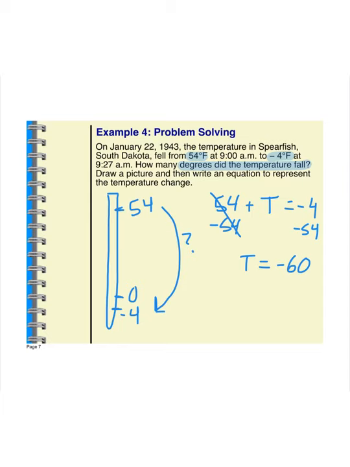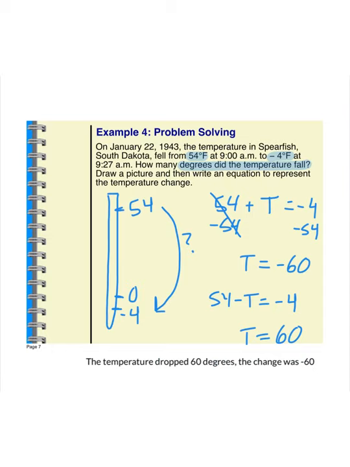And so how many degrees did the temperature fall? The temperature fell 60 degrees. You could also set this up as 54 minus t equals -4, in which case t would be positive 60. So why did I set this up two ways? Because the temperature dropped 60 degrees and the change was -60. So it depends on the way you're phrasing it, of whether or not you're going to say that negative.